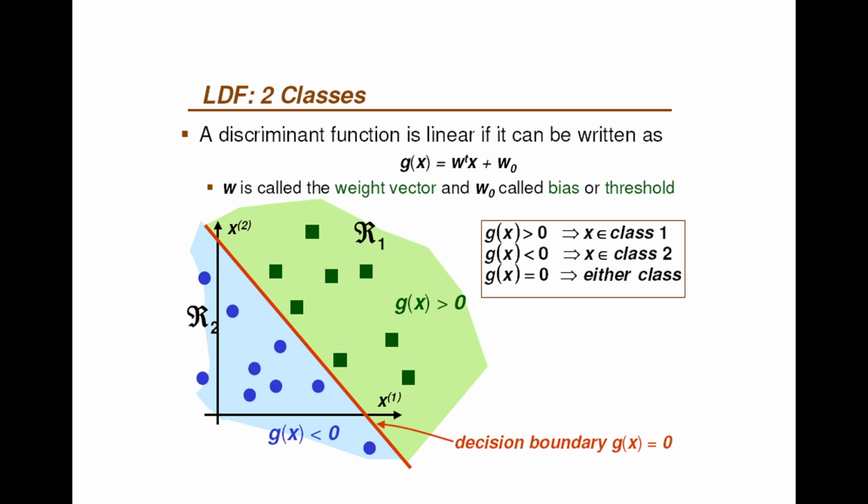Any point lying on this line will satisfy the equation. If g of x is equal to 0, you cannot say which category it belongs to, as it lies on the boundary. On this line g of x is 0, one side should be less than 0 and the other side greater than 0. So you are able to convert this classification problem into a mathematical formula. Once g of x is greater than 0, you say it belongs to class 1. When it is less than 0, you call it class 2. Now what is the importance? That is what you have given over here.